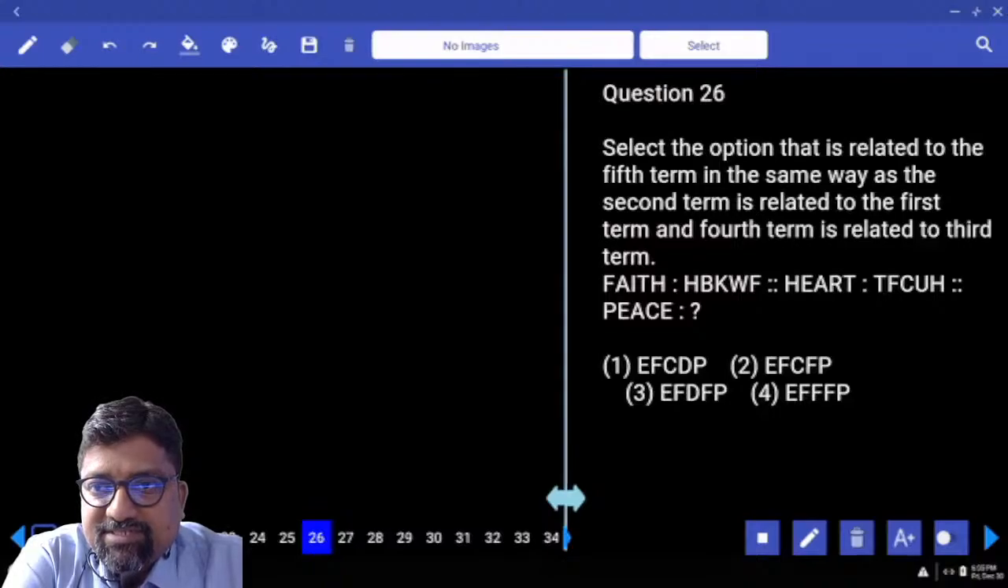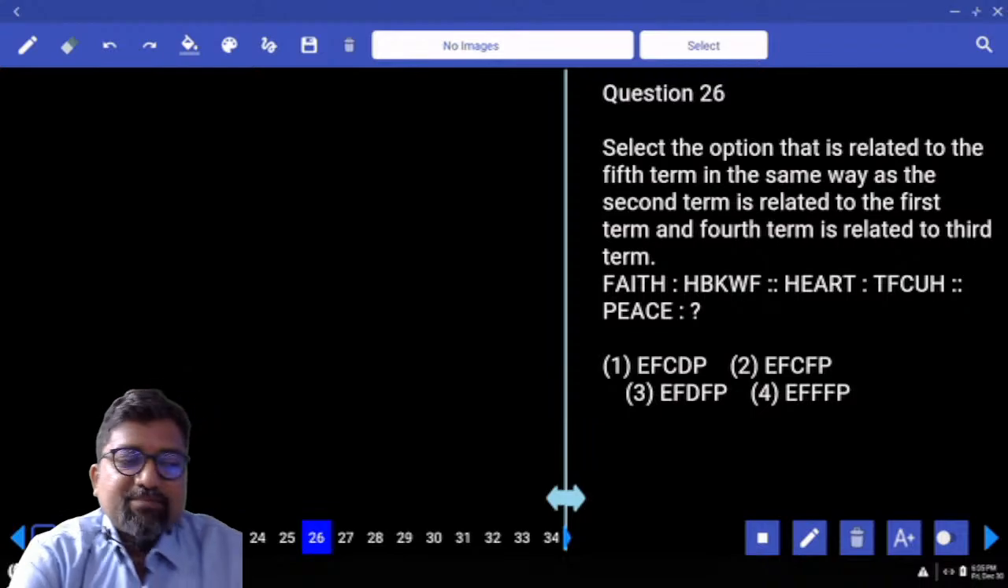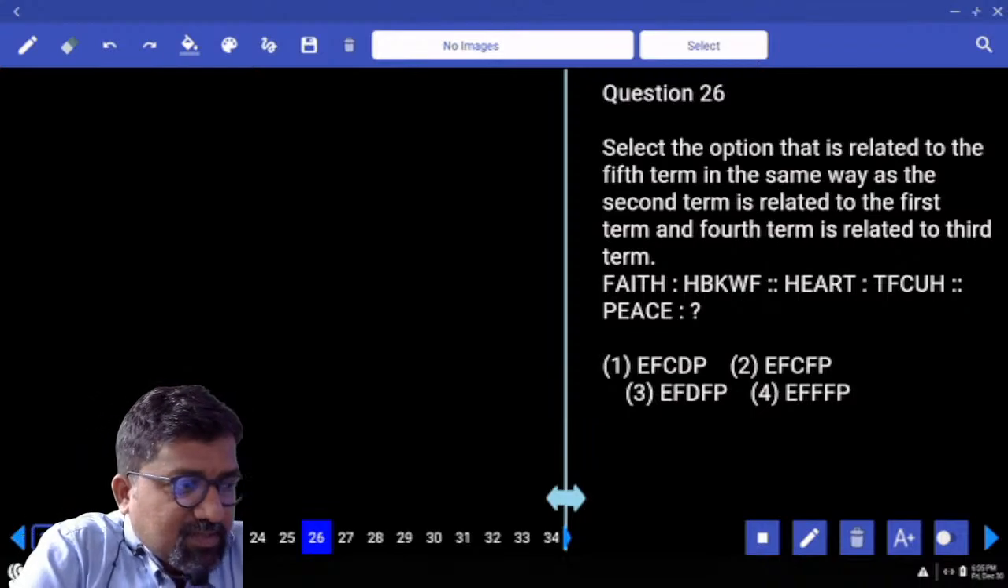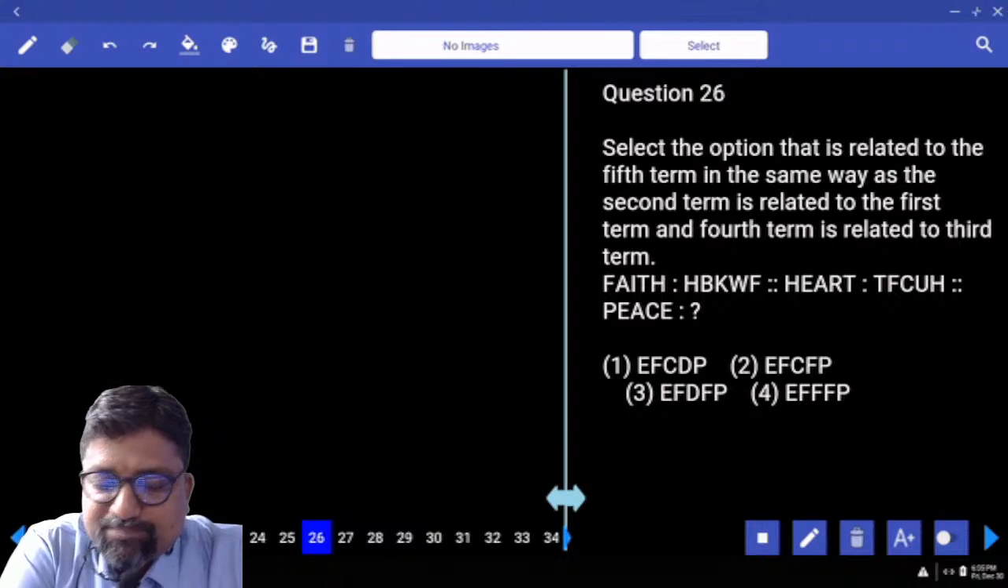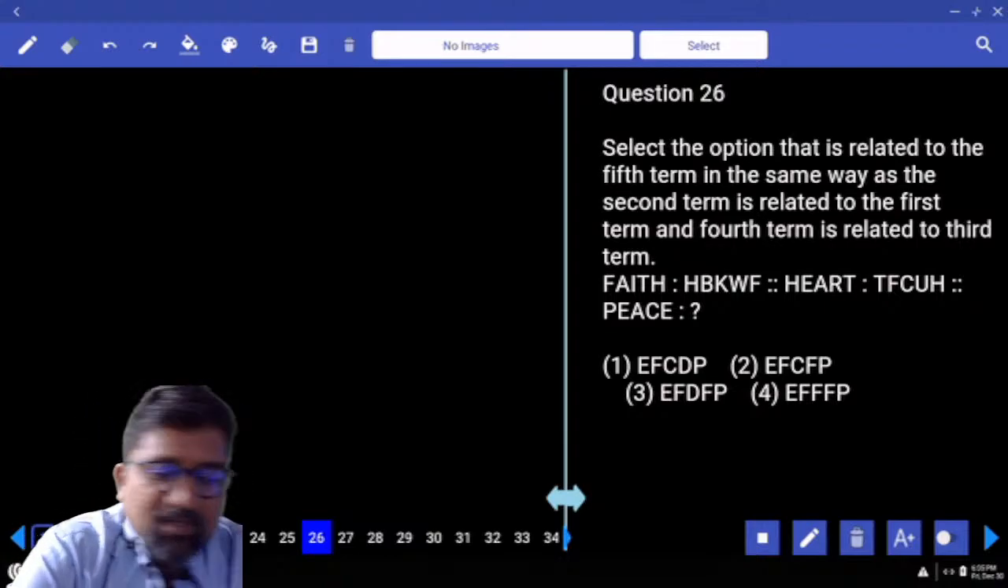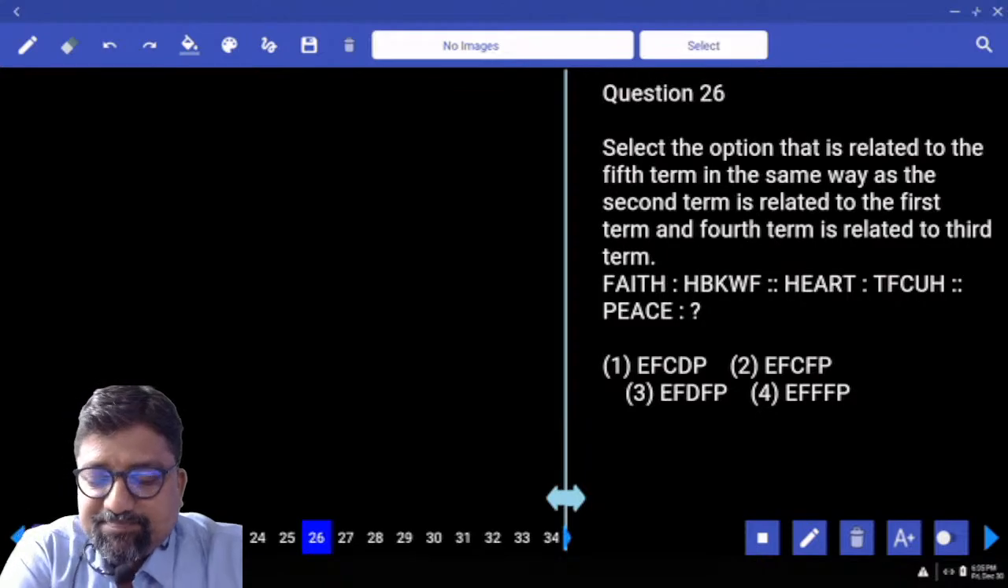Okay, this is SSC CHSL model test number 17. Let's try to solve the questions from the reasoning part. Look at the first question. This is on analogies. So this is letter analogy.